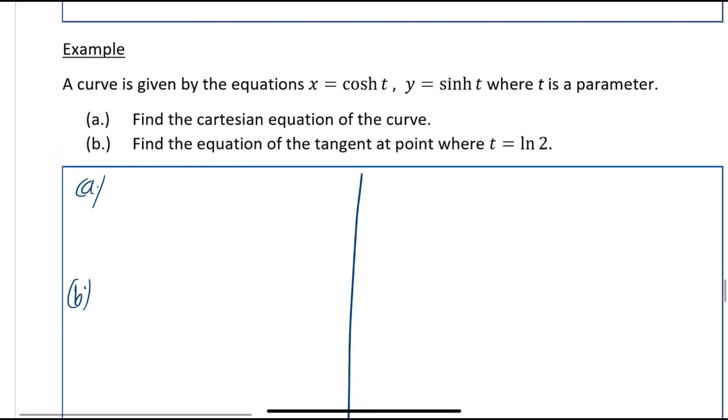Right, next example says a curve is given by the equation x is equal to hyperbolic cos of t, y is equal to hyperbolic sine of t, where t is a parameter. Find a Cartesian equation of the curve.